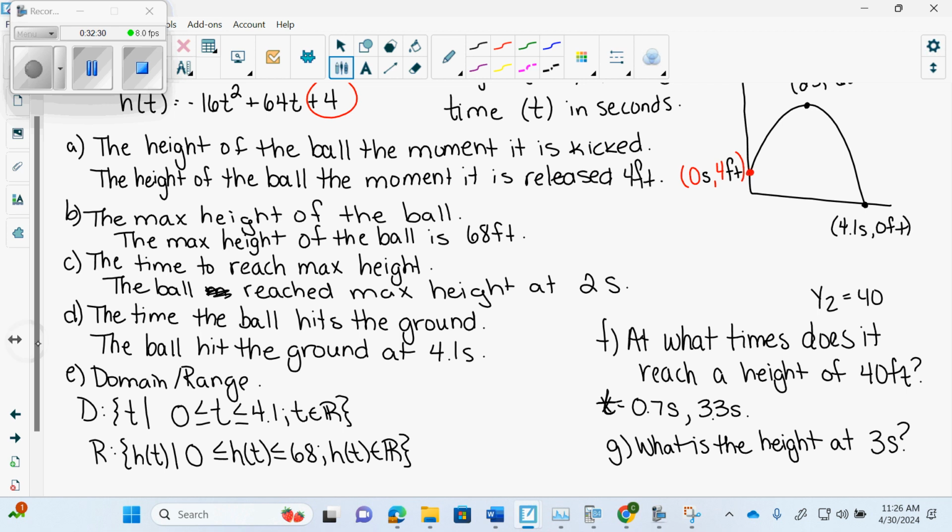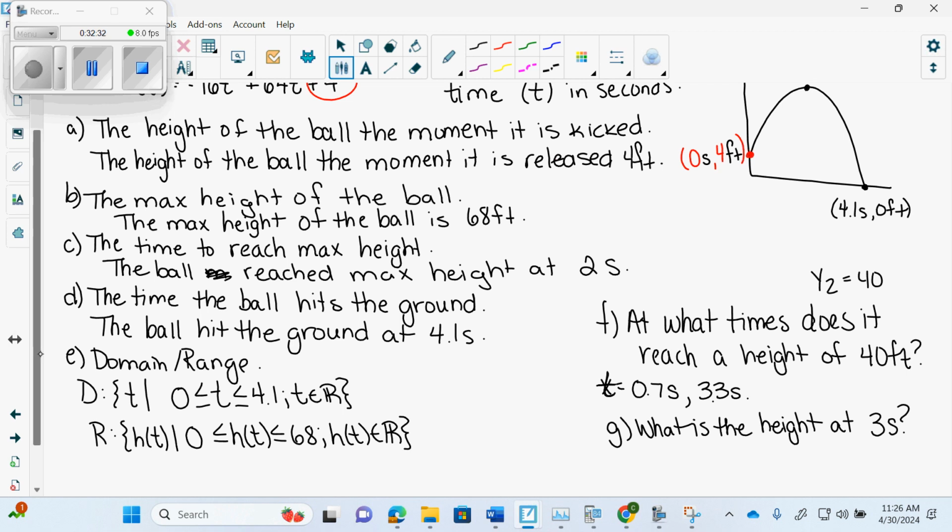Then at what height is it at 3 seconds? Or you just go second trace value. It's the place where you put an x in, right? Second trace value 3, enter. 52 feet. So we say the height at 3 seconds is 52 feet.